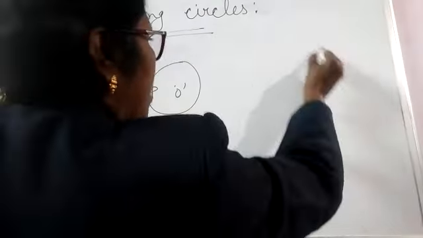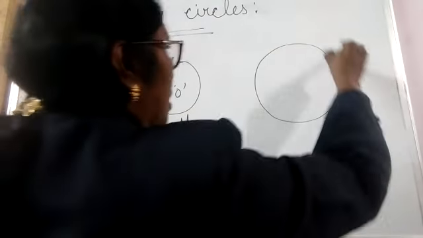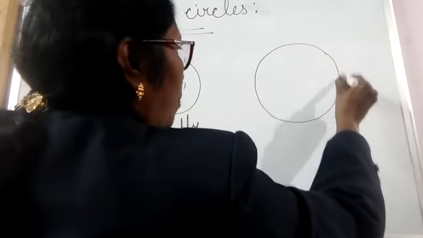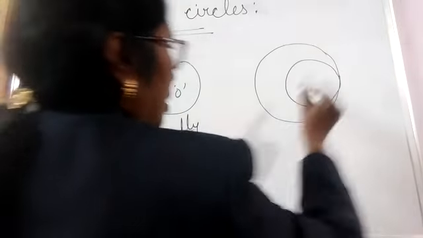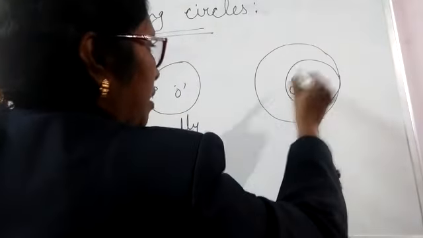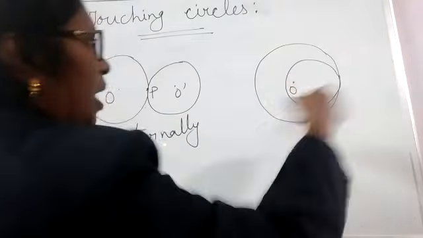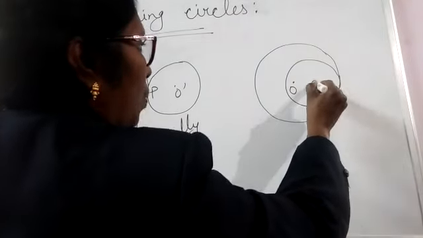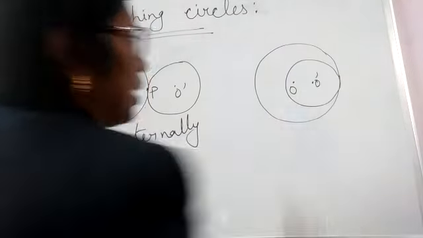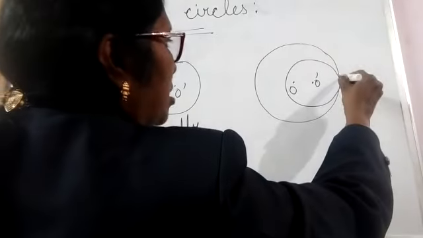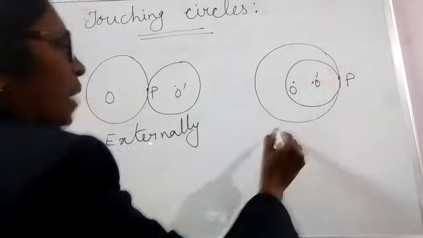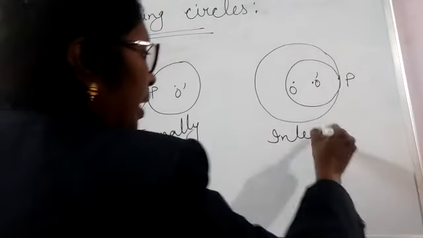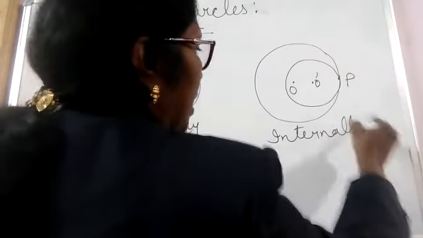Then the other one is one circle and this is the point of contact, another circle. This is the center. O is the center of the larger circle and O dash is the center of the smaller circle, and these two circles have only one common point. And these two are touching each other internally.